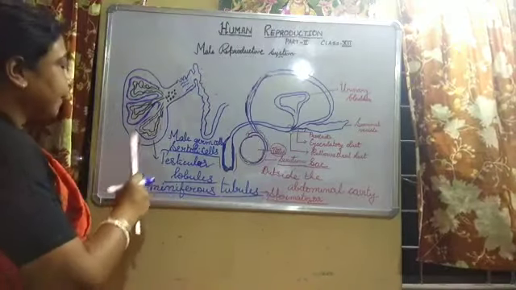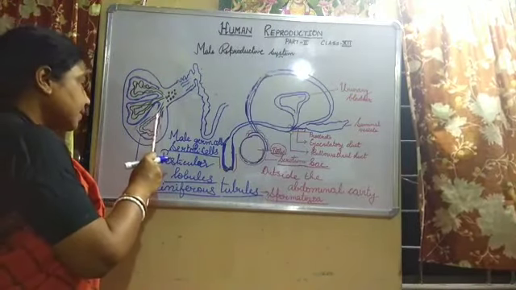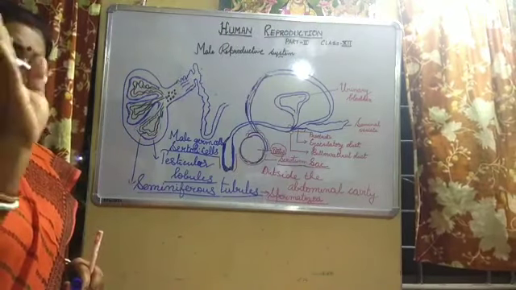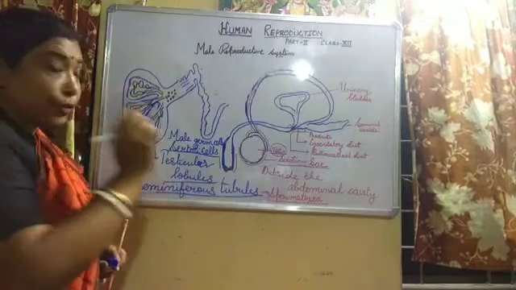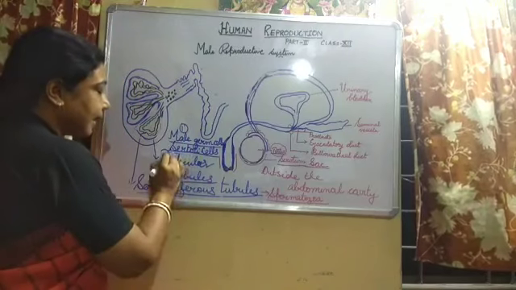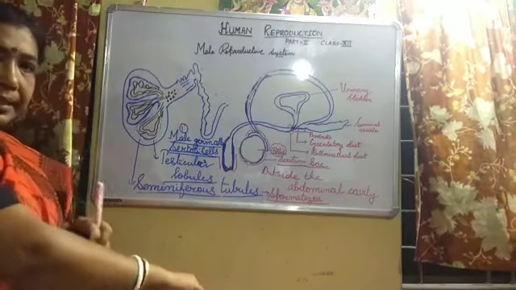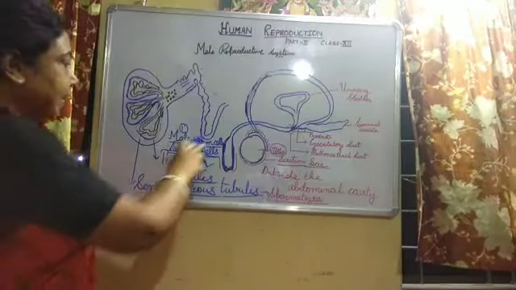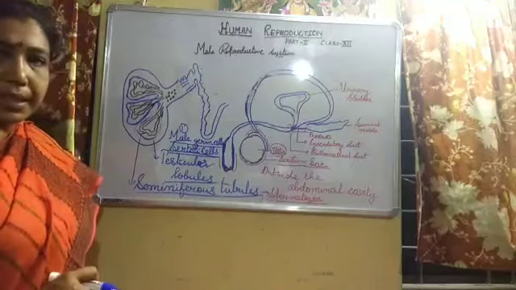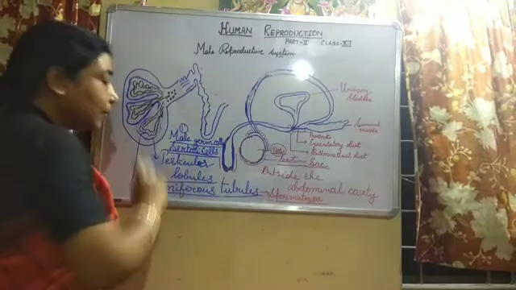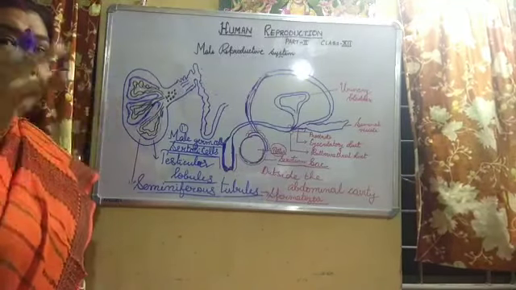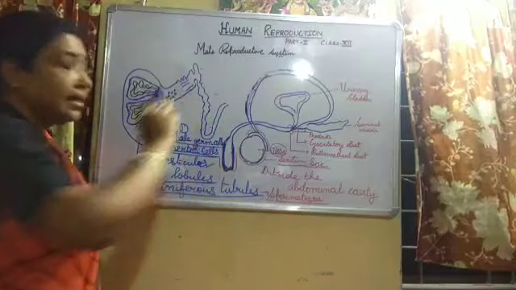One more thing you have to remember: the seminiferous tubules comprise two types of cells towards the inner side. The first is the male germ cells and the second is the Sertoli cell. The male germ cells are responsible for producing the spermatozoa, and Sertoli means supporting, so they provide nourishment to the male germ cells.